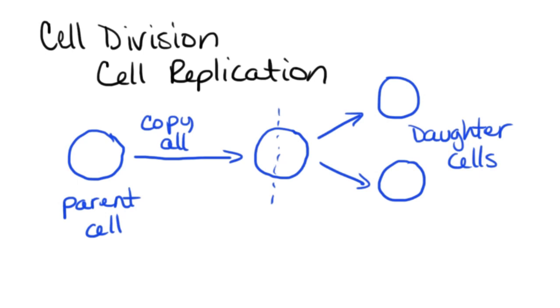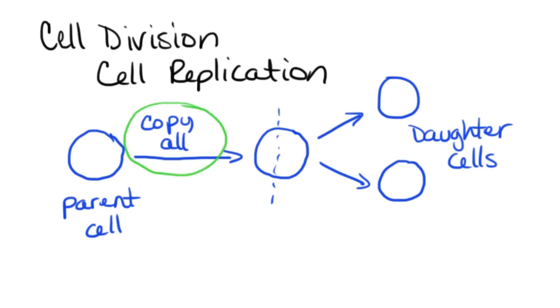Now, we do have different types of cell division, and that would really depend on the type of cell that we're looking at. So if we're talking about eukaryotic versus prokaryotic cells, we would have differences. And there would also be differences depending on the types of cells that we're trying to produce when we do get those daughter cells.